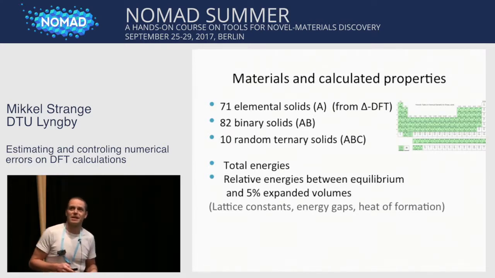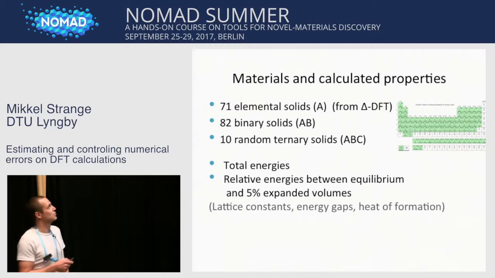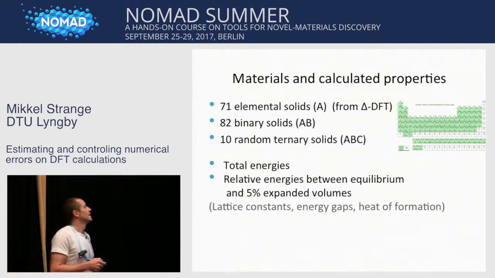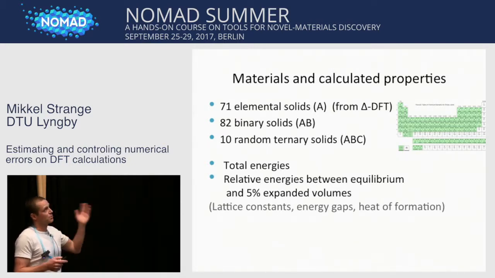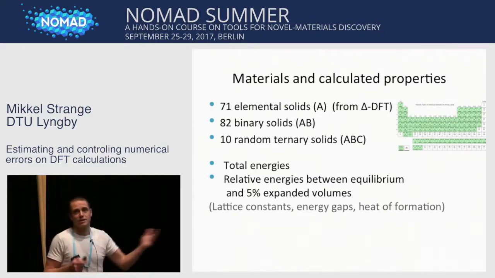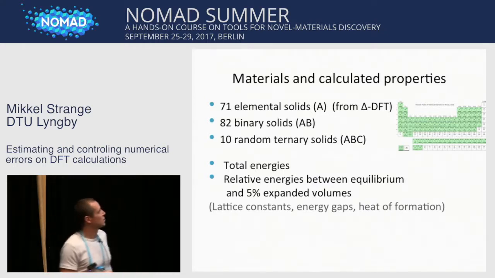So as a kind of small test data set, we took 10 random ternary solids from the numerical database to test what we found in the end. I said we will be looking at total energies and relative energies here, where relative energies is the energy difference between a solid at equilibrium and expanded by some percent, 5%.